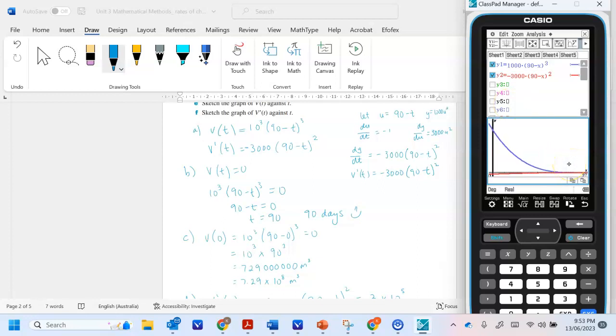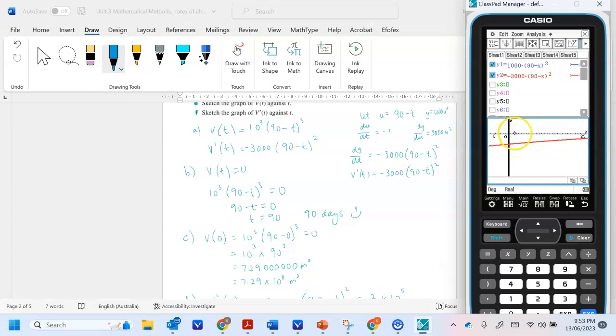So the blue curve is our reservoir being emptied, and then the red line is the rate that it's being emptied at. It's a bit hard actually to see. Might zoom in. I can't zoom in. I want to just make a little box around here, but it's not letting me. Anyway, let's just go looking at this red line.